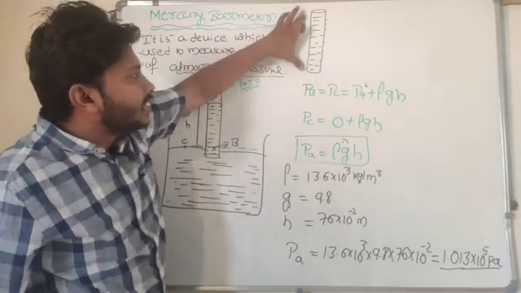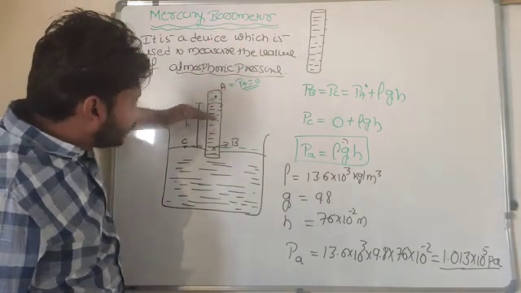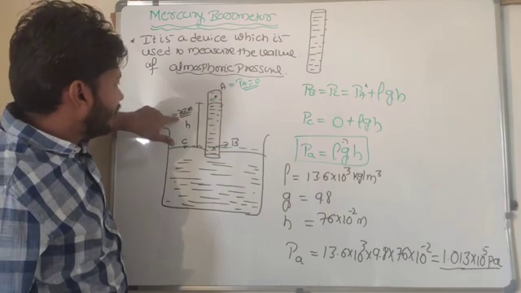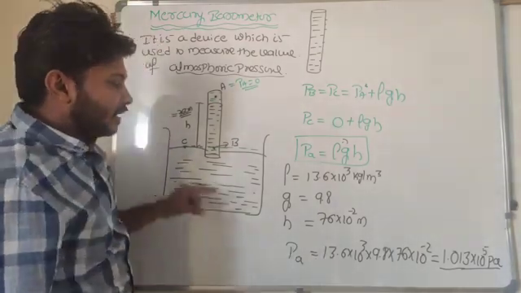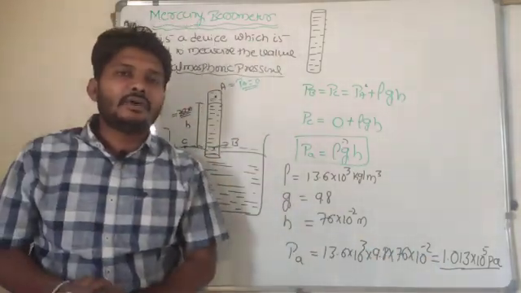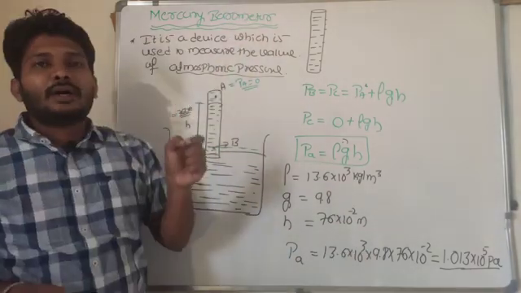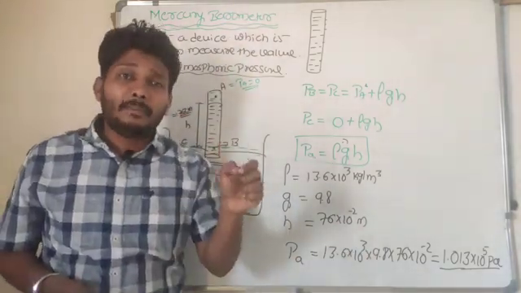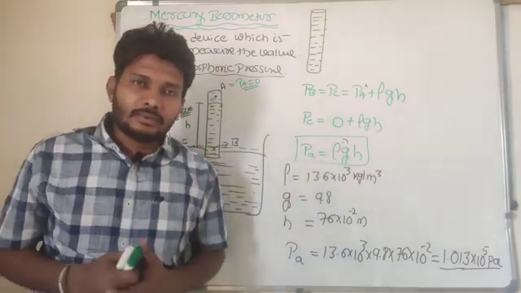Initially its length is 1 meter. By inverting it into the container, its length decreases to a value of 76 centimeter. After knowing all these values, I will get the value of atmospheric pressure. So this is the value of atmospheric pressure that I can calculate with the help of the mercury barometer. The mercury barometer is a device used to measure the value of atmospheric pressure.